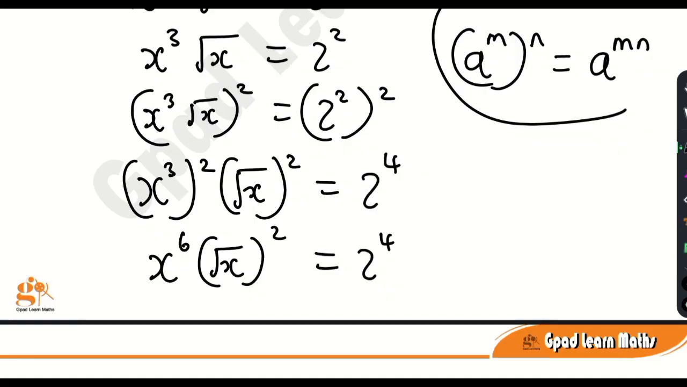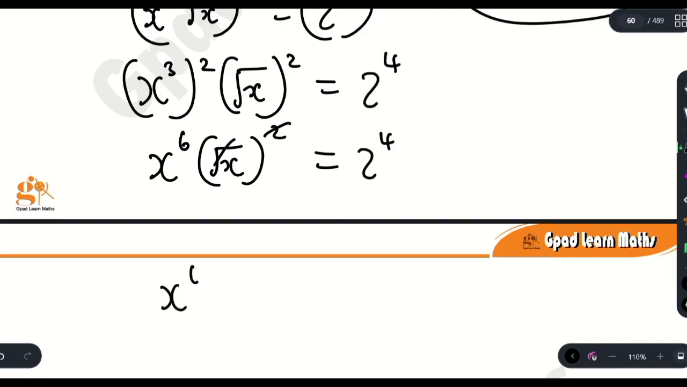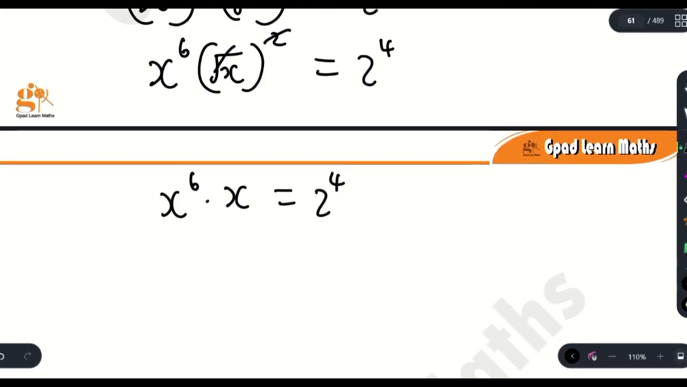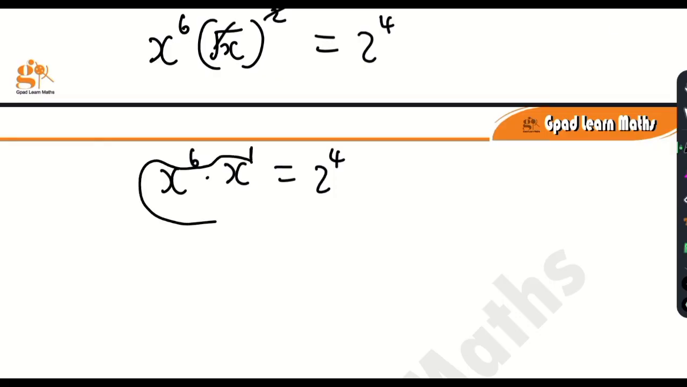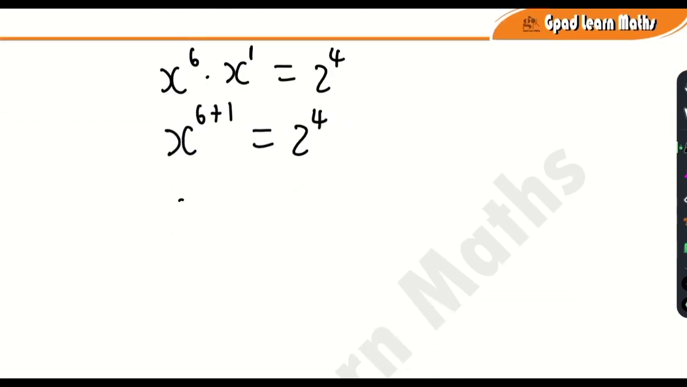What do I do next? This square will cancel the square root, and I'm going to have just x there. So that will be x raised to power 6 times x is equal to 2 raised to power 4. Now what am I going to do next? Again, using the law of indices as I used before, the product rule, the same base, I am going to add the exponents. So I have 6 and then 1 added together. So I'm going to have x raised to power 6 plus 1 is equal to 2 raised to power 4. And what is 6 plus 1? That is 7.